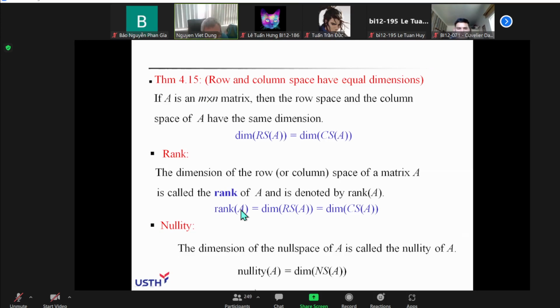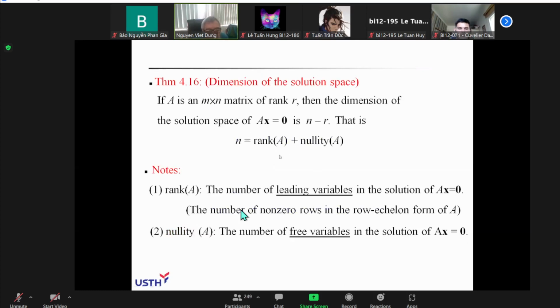And those numbers are related to each other by the following: the sum of the rank and nullity equals n, where n is the number of columns of A. Or it says that if A is an m by n matrix and we already know that the rank of A is r, then the solution space of Ax = 0 will have dimension n minus r. I summarize it in a formula like that.